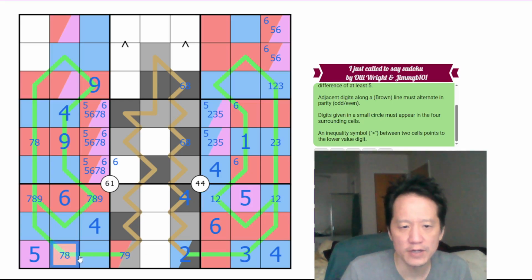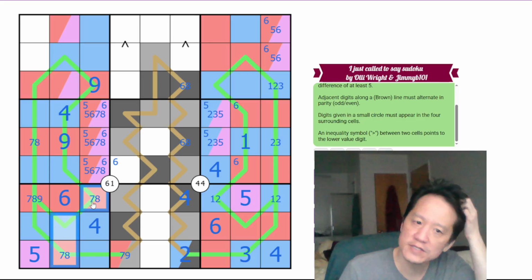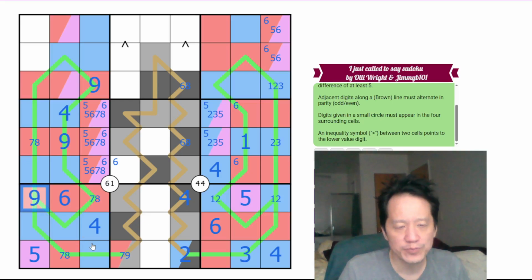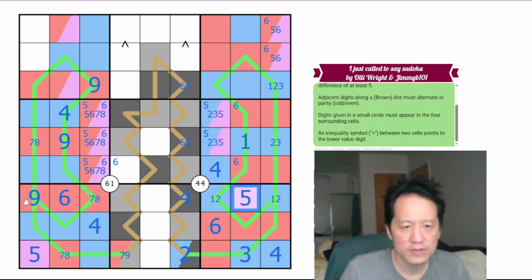This can't be a 9 here because of this 9. This can't be 9 either because of this 9. We have a 7, 8, 7, 8 pair in this box, which eliminates 7 and 8 in the box. So this must be a 9. This is an odd digit, but it cannot be 1, 5, or 9. So this is 3 or 7 here.